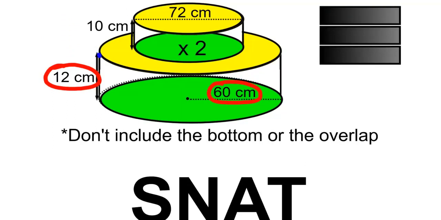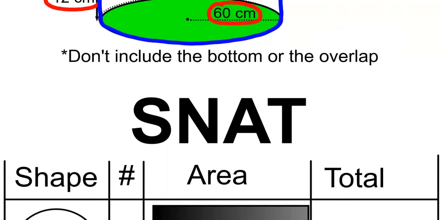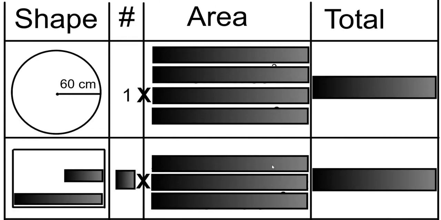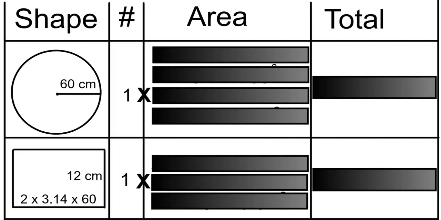The next shape we'll draw is the cylinder on the large bottom layer. The cylinder will have a radius of 60 centimeters and a height of 12 centimeters. Height is 12, and the base will be 2 times 3.14 times 60. And there's one of these cylinders.